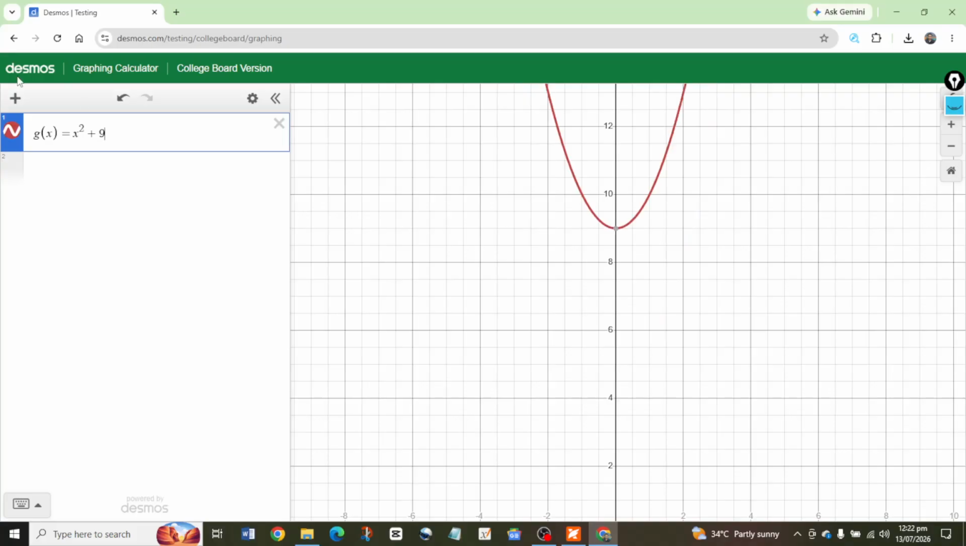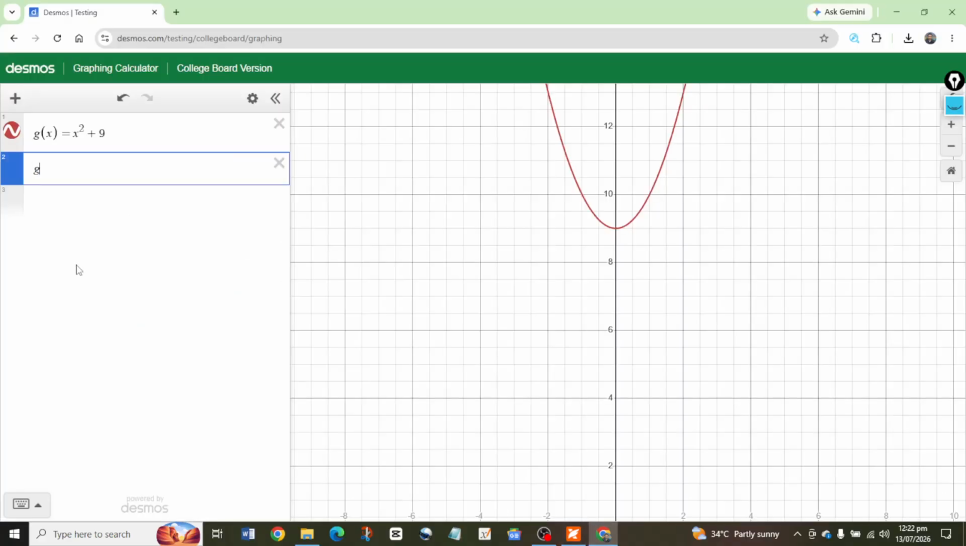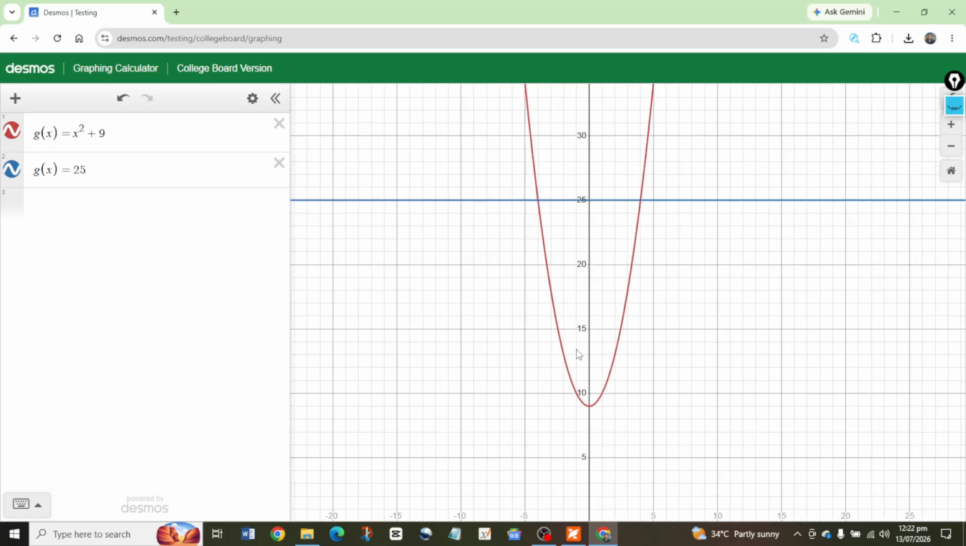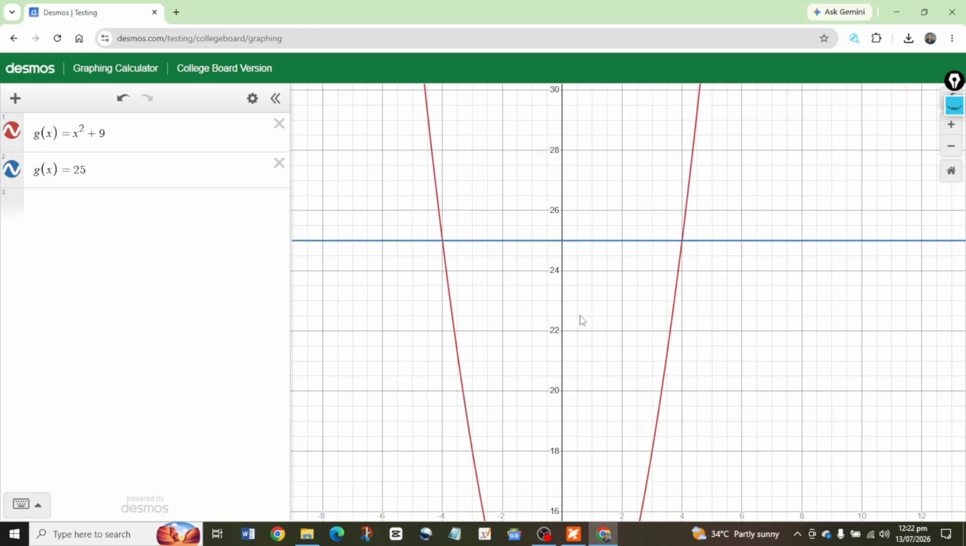The second function is g(x) is equal to 25. All right. So now we have to see where these two are intersecting. Just zoom in a bit. These are the 2 points where it's intersecting.